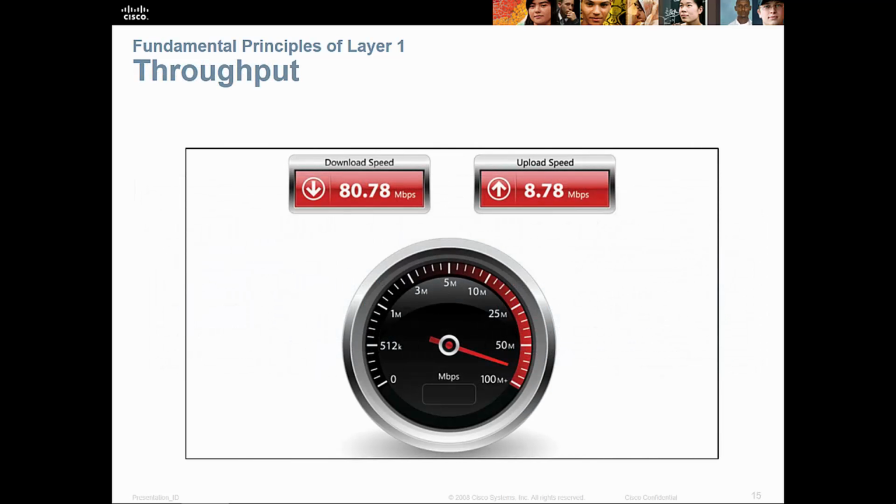Throughput, however, is vastly different from bandwidth. Throughput is the actual amount of data going through the wire. Because again, when you send something, there is overhead. So throughput is different from the theoretical maximum.